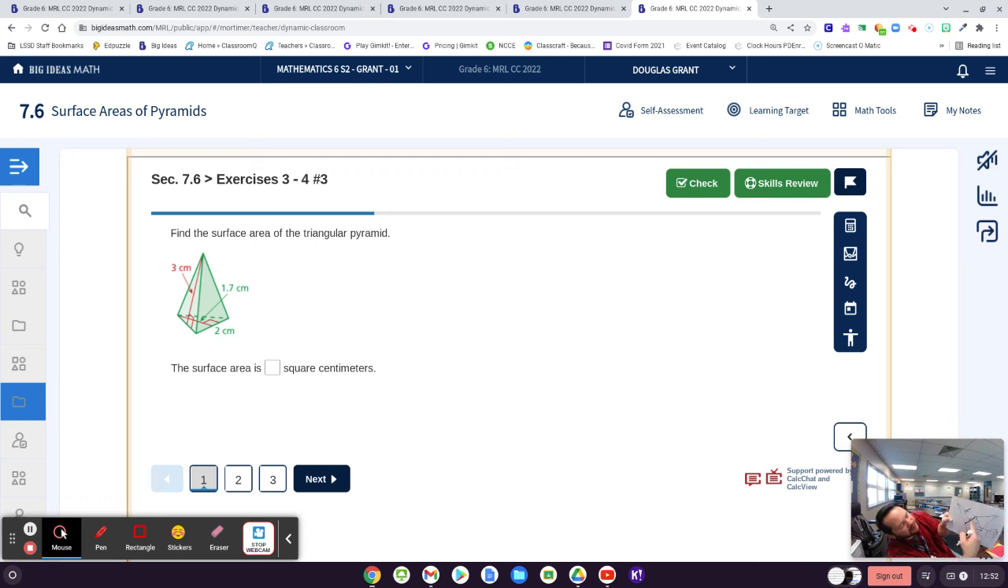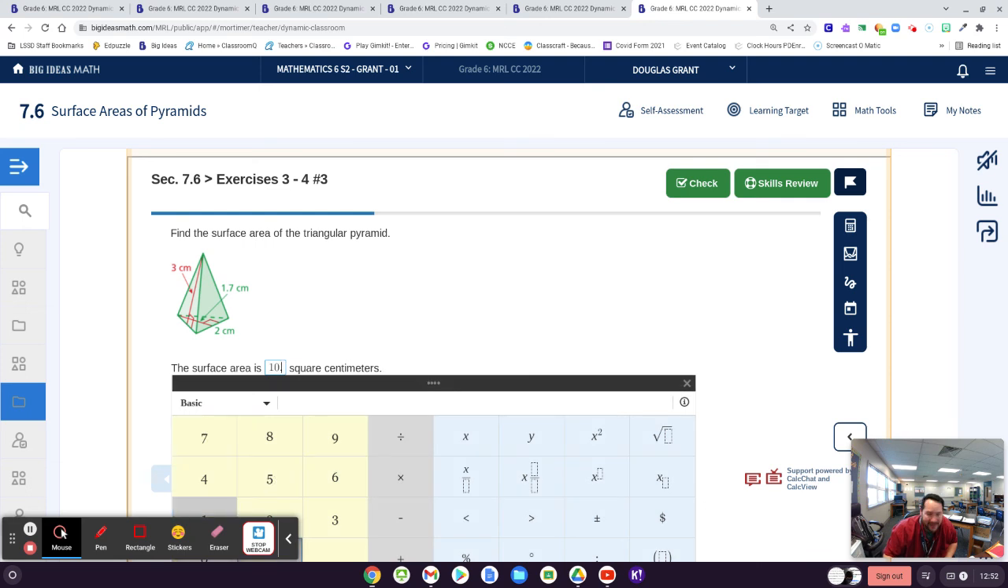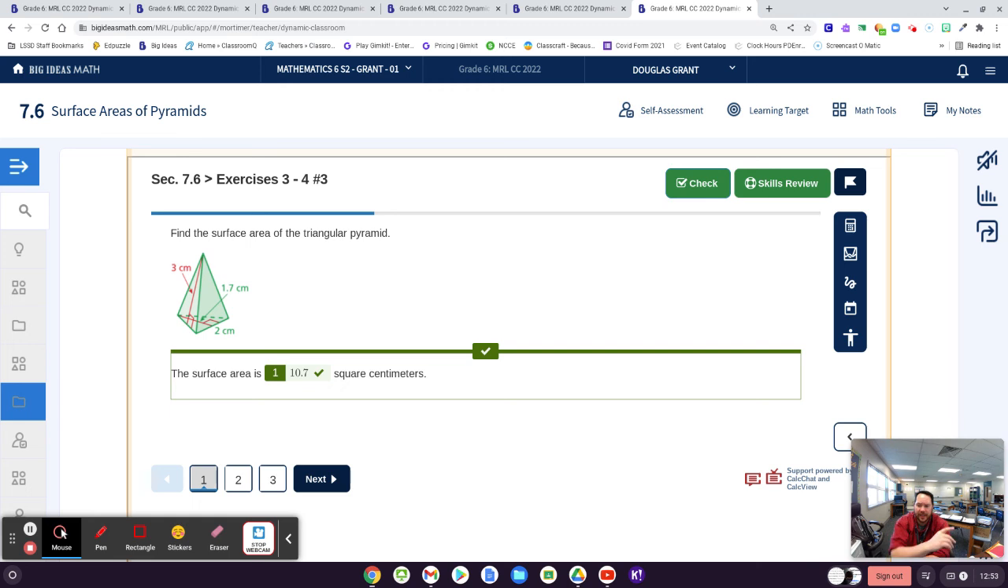And then this is 2 times 3 divided by 2. So this will be 3, and this will be 3, and this will be 3. So there we go. You add them all together, and you get 10.7, because the 3 triangles on the side are 9, plus the 1.7 for the bottom. 10.7 square centimeters. This would be embarrassing if I did something wrong. Hopefully I didn't. Let's check answers, shall we? Yay, it's right.